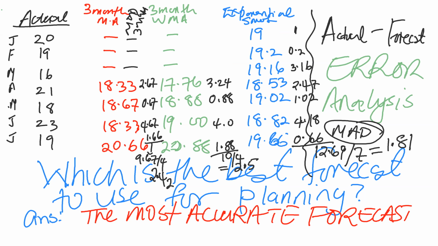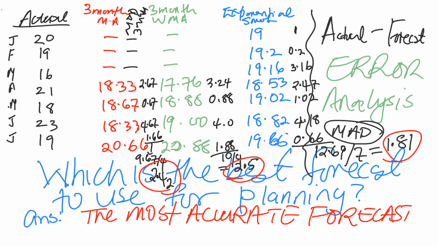So our MAD for the 3-month moving average is 2.42. The MAD for the 3-month weighted average is 2.5. The MAD for the exponential is 1.81. See, I'm circling them in red so you follow. The board is cluttered, but I've spoken through everything that's on the board. So if you listen, you should be able to follow how the information got on the board.